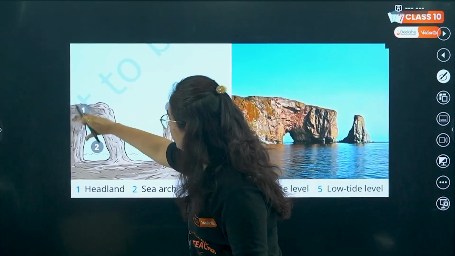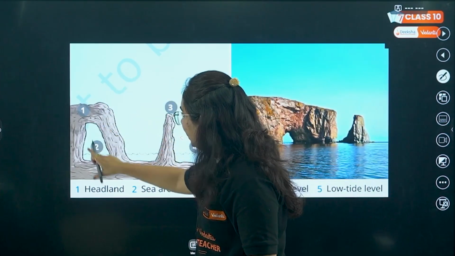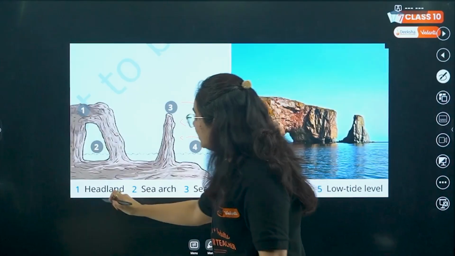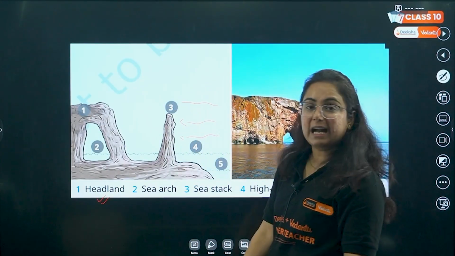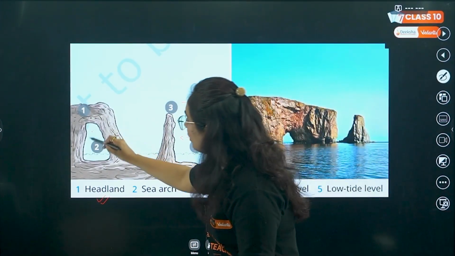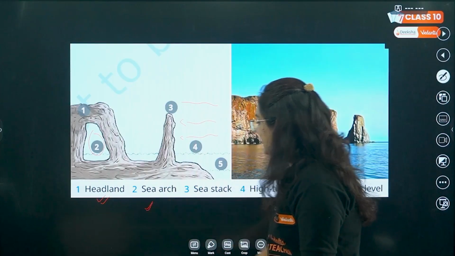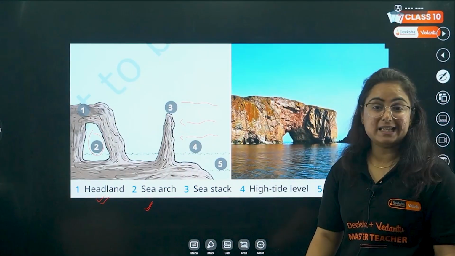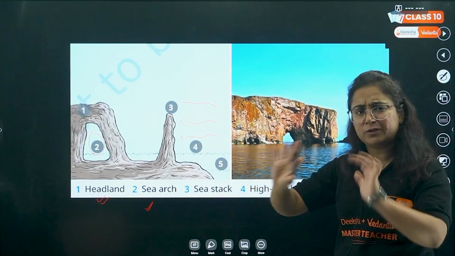Whenever the landform feature is standing like this, in between there is a hollow structure. This is known as headland, and this hollow structure is particularly known as sea arch. Sea arch. And this is the effect of tides, not rivers.